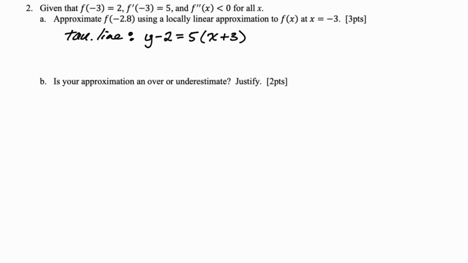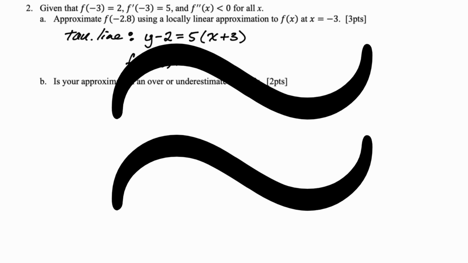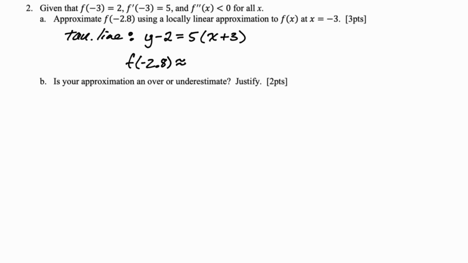We need to approximate. So this is a big deal. F of x, or f of -2.8, is approximately, if we don't use the approximate symbol there, we're going to lose a point. That's the difference between getting a 5 and a 4 or a 4 and a 3, is knowing those little things and actually doing them. So you have to use the approximate sign there. It's going to be 2 and then plus 5 times -2.8 plus 3 is just 0.2. And then 0.2 of 5 is 1, so 2 plus 1 is 3.